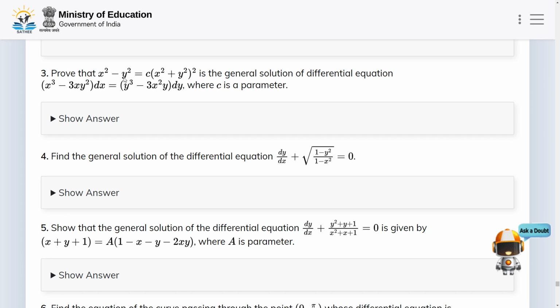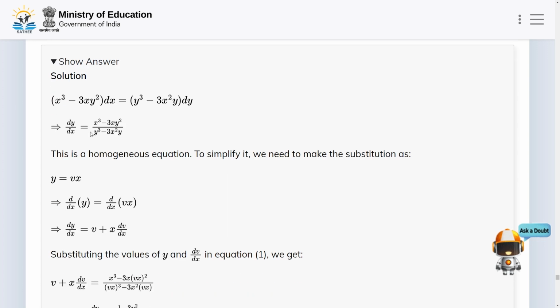Prove that x square minus y square is equals to c multiplied with x square plus y square whole square is a general solution of the differential equation this, where c is our parameter. Let's see. So first of all, dy by dx can be rewritten as in this expression.